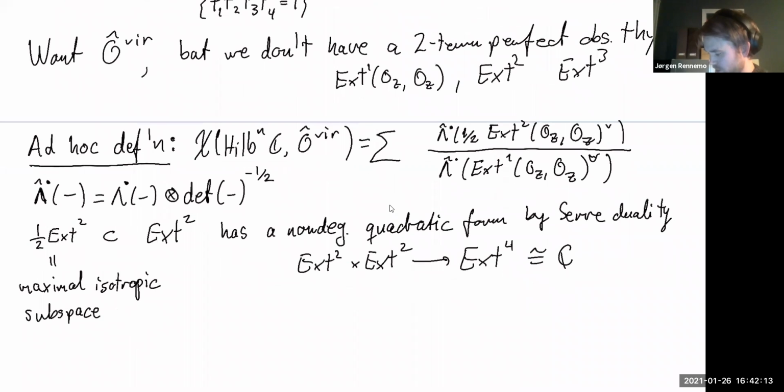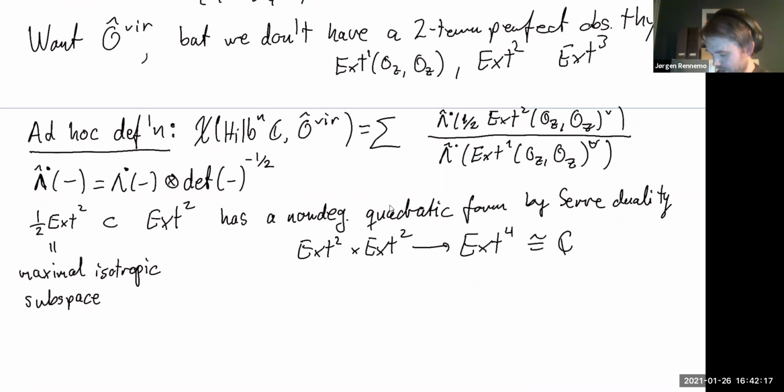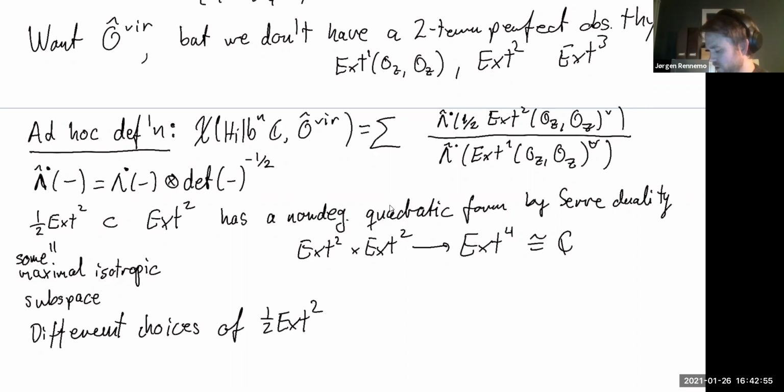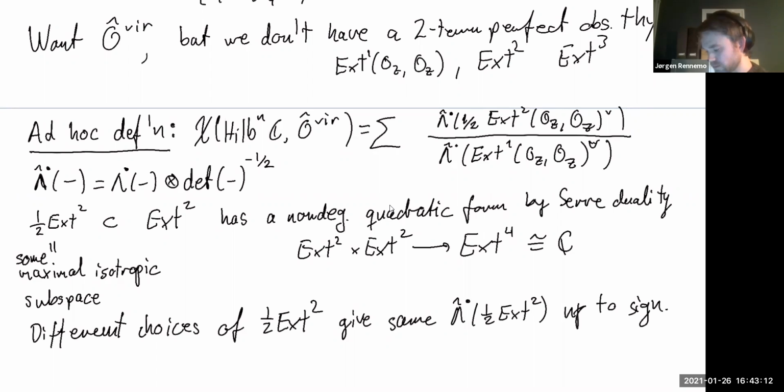And you would rightly complain that there is more than one maximal isotropic subspace. This is some maximal isotropic subspace, and the claim, which is quite easy to verify, is that different choices of half x2 subspace give the same result for this class, up to sign.